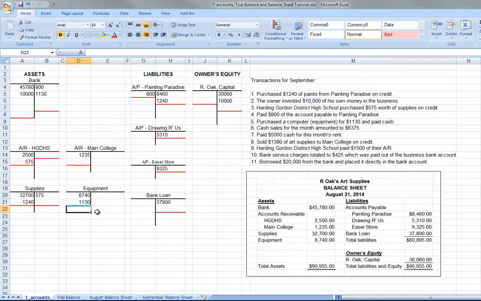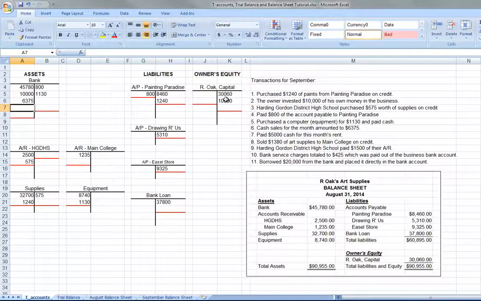So notice in this case, for the balancing part, one asset went down $1,130, another asset went up $1,130, so it's still balanced. Cash sales for the month amounted to $6,375. So cash is going to go up $6,375. Now, in order to balance this, the owner's equity is going to increase.